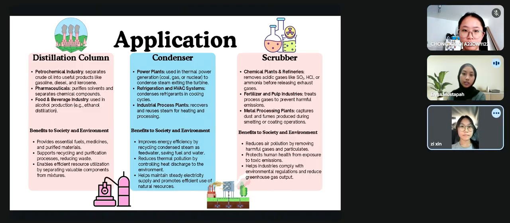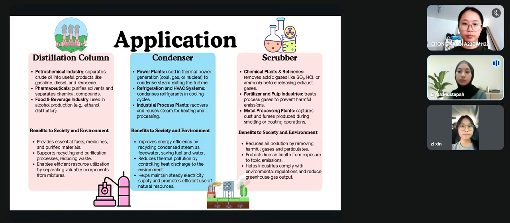And lastly, application for scrubber. In chemical plants and refineries, it removes acidic gases like SO2, HCl, or ammonia before releasing exhaust gas. In fertilizer and pulp industries, scrubber treats processed gases to prevent harmful emissions. And in metal processing plant, it captures dust and fume produced during smelting or coating operation.